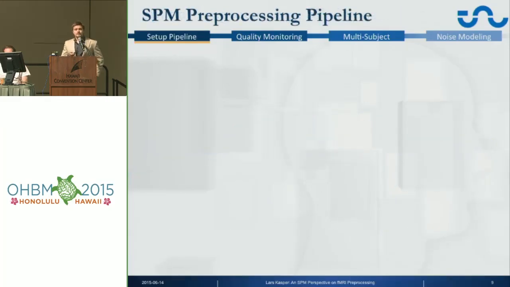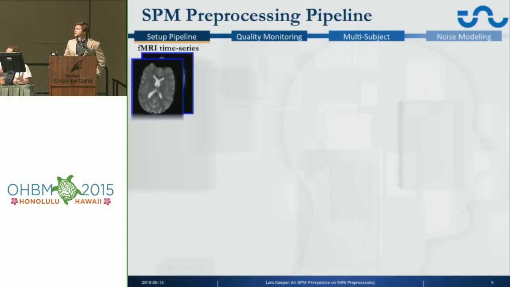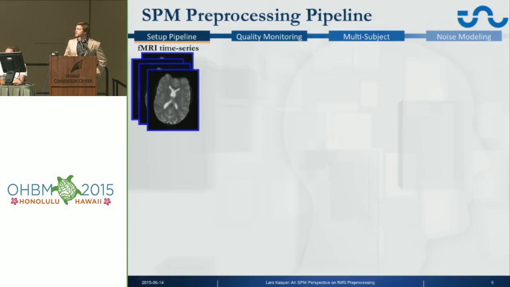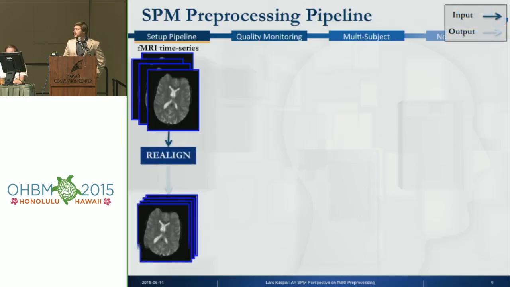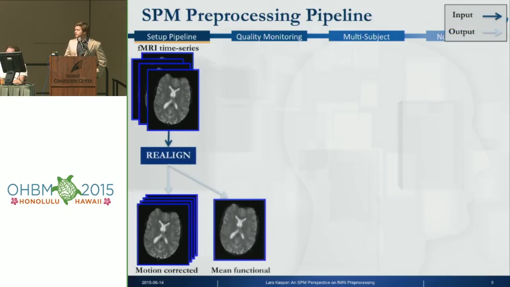So if you put this pipeline together, you start with an fMRI time series that comes out of the scanner. You perform the realignment and get a nicely motion-corrected imaging time series together with a mean functional image.